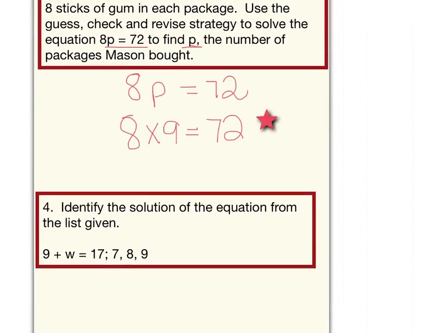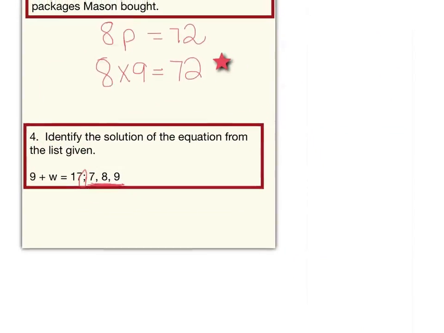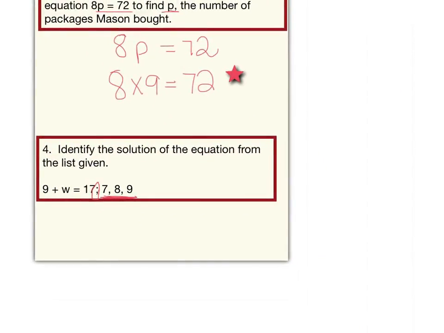Let's look at the last one. Identify the solution of the equation from the list given. Sometimes you will be given a list of solutions next to the problem. You can see there's a semicolon here. That just is separating the equation from this list of solutions. So this is similar to what we did before, but you're going to write the equation down.